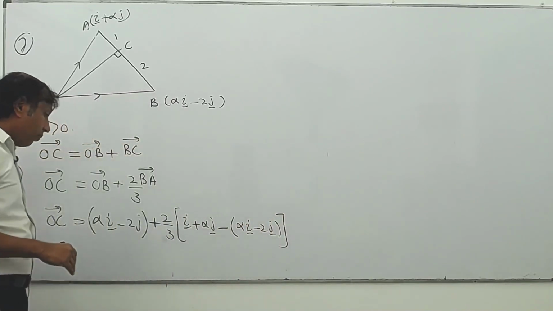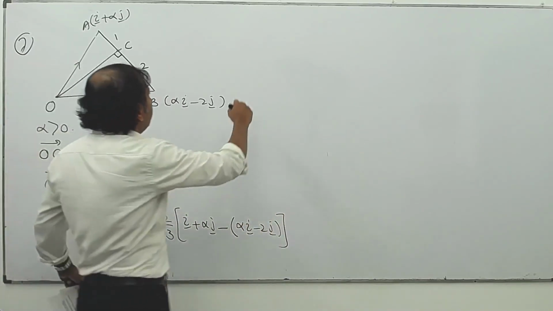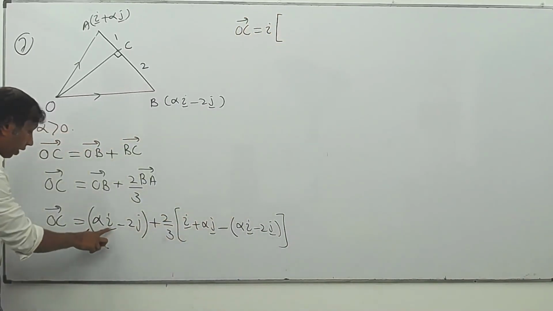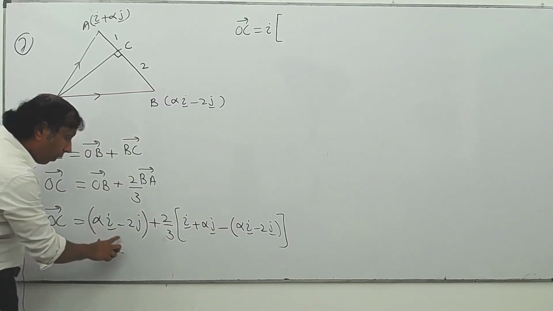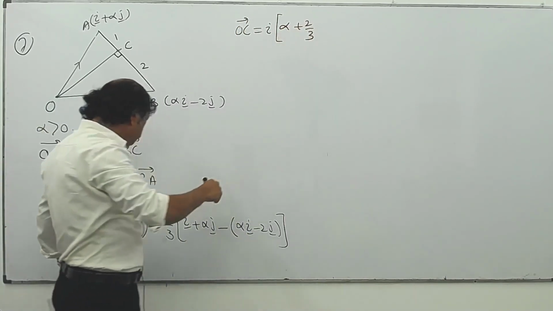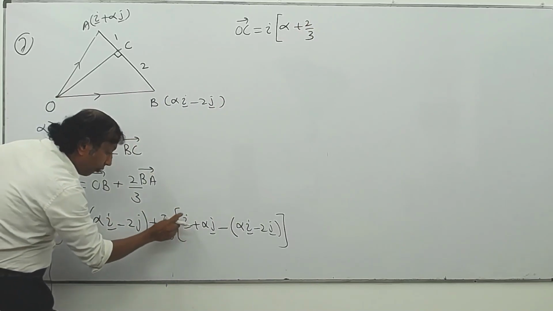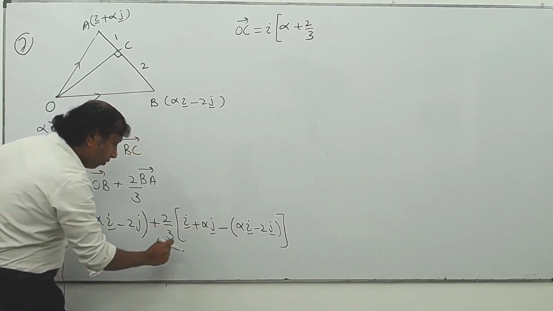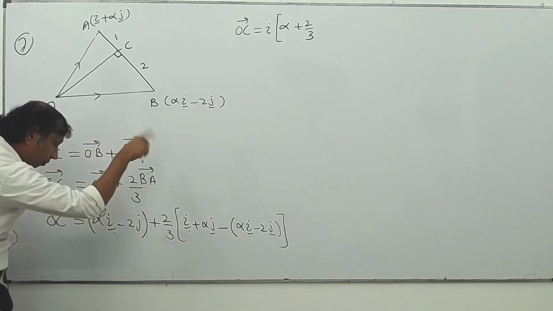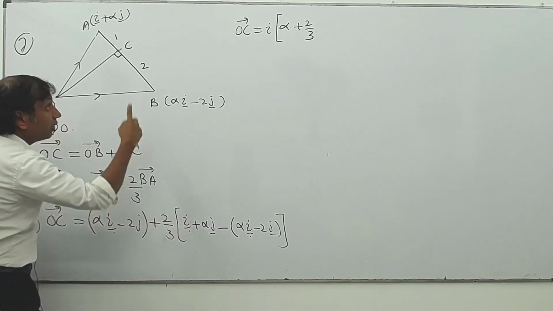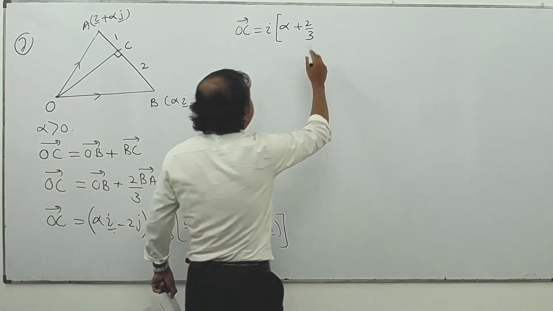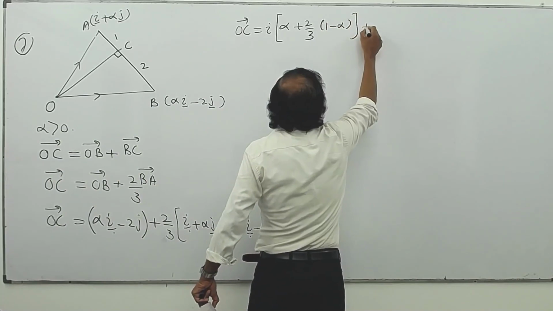Now simplify this. OC vector you can write, taking i terms together like this. I we take out here: alpha, here 2/3, here 1, here minus alpha. Am I correct? We take this i out now. This i, this i, this i we take out. From here we get alpha inside the bracket. 2/3 into 1 means 2/3 should come. That 2/3 I keep outside, and here 1 minus alpha. Right?